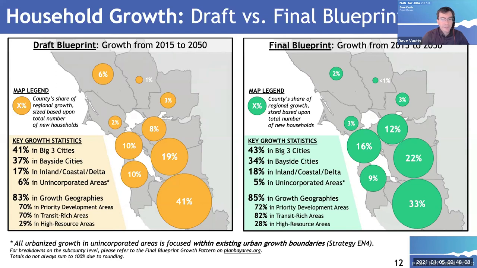This continues to be a focused growth plan with similar levels in priority development areas and high resource areas at a level higher than Plan Bay Area 2040. But more of it in the final blueprint is in transit-rich places. We went from 70% of growth in these locations to 82% in the final, and that plays a key role in achieving the climate target.